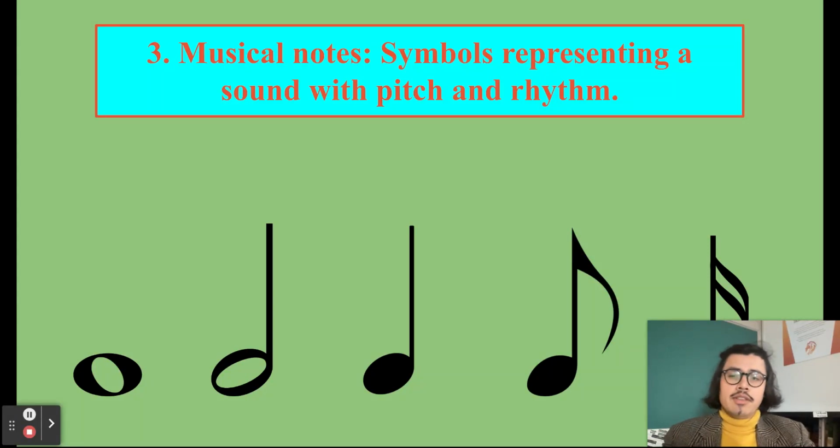The third component is musical notes, symbols representing a sound with pitch and rhythm. Now, this is important. They don't just represent pitch because each note has its own length of duration. So, how long the sound is going to prolong itself is embedded into the note itself. And placing the note higher or lower on the staff is also going to tell you whether you're going higher in pitch or lower in pitch.